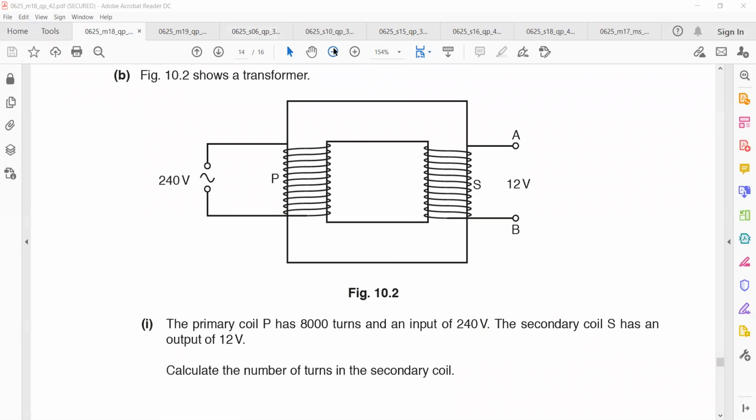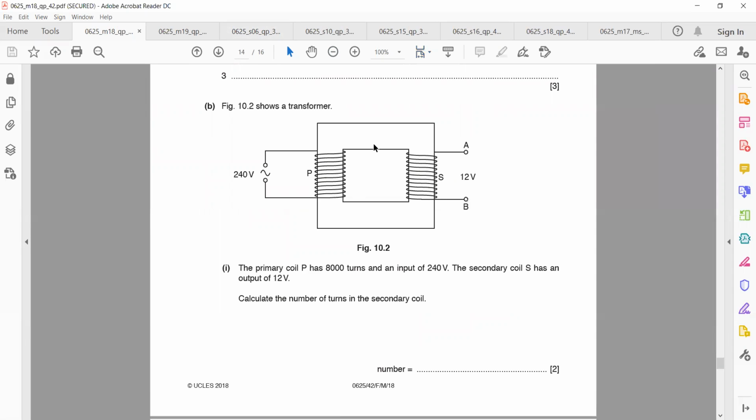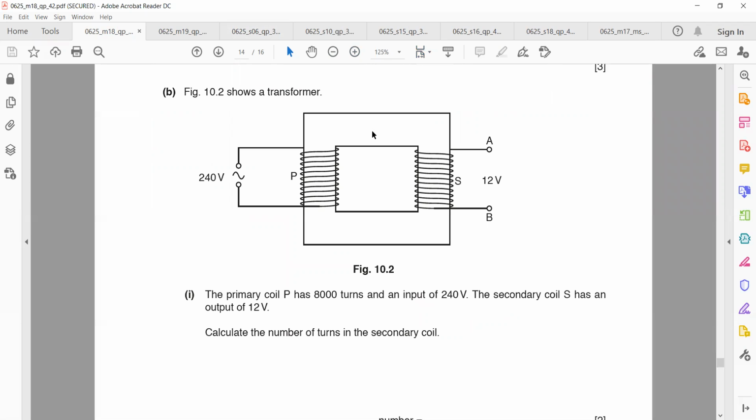Now in the question they said this figure 10.2 shows a transformer. The primary has 8,000 turns. So NP is 8,000. Input, so VP is 240. The secondary VS is 12. Calculate the number of turns. The formula which relates the number of turns and voltage is VS over VP, meaning voltage of secondary divided by voltage of primary is equal to number of turns of secondary divided by number of turns of primary.